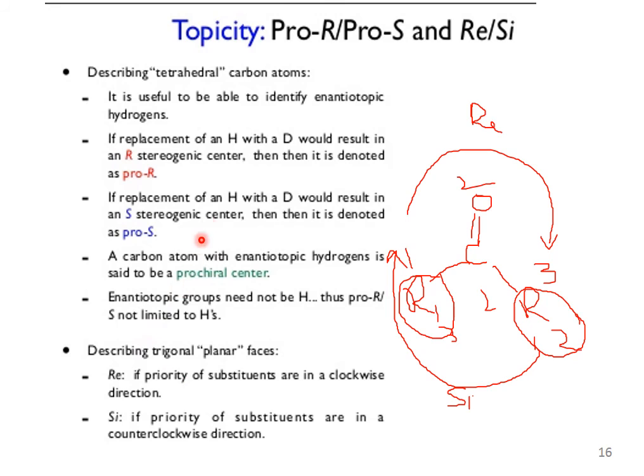Topicity: pro-R or pro-S, and Re and Si faces describing a tetrahedral carbon atom. It is useful to be able to identify enantiotopic hydrogens. If replacement of a hydrogen with a D would result in an R stereogenic center, then it is denoted as pro-R.